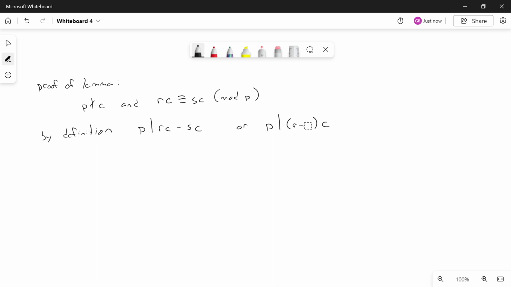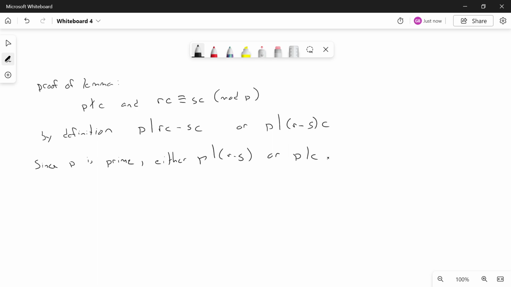Well, let's make this S a little bit nicer here. So P divides R minus S times C. So I have a prime that divides the product of two things. Now, from a couple lessons ago, what we showed was if we have a prime that divides a product of two things, then it has to divide one or it has to divide the other. So since P is prime, again, either P is going to divide R minus S, or P is going to divide C.